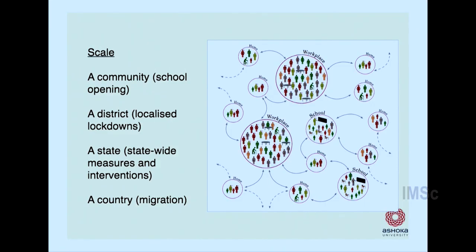So you can do this at different scales. You can do the same thing that we did with the school reopening or the tests, etc. You can work at the level of communities. You can work at the level of districts. If you want to lock down a district locally, you can ask what are the implications of that. You can work with states and cities, and you can work even with countries where you can worry about migration in country, migration from outside the country, etc.